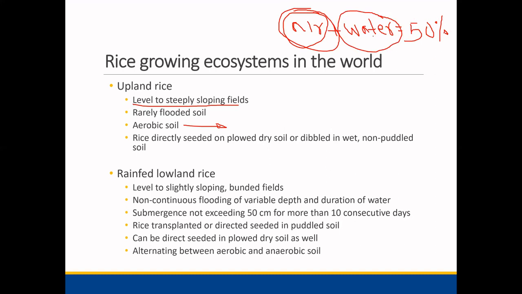Under such conditions, when this 50% is occupied only by water and there's very limited air, we call it an anaerobic soil. So if the air is there, for a certain percentage, that's aerobic soil. Can you understand that difference between aerobic and anaerobic soils? Yes, sir. Okay.